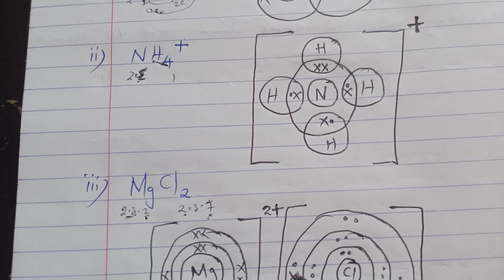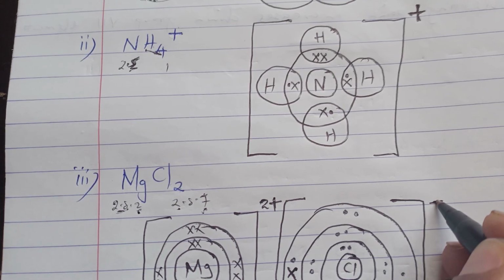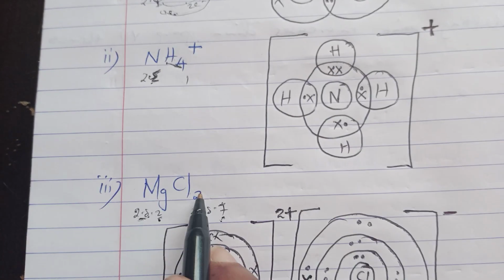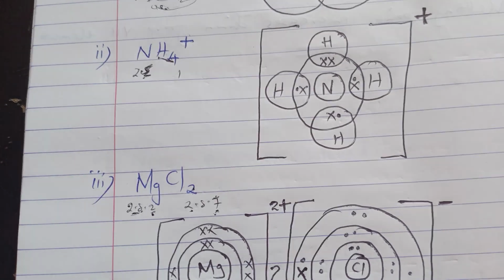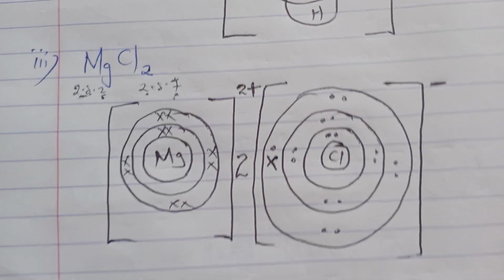If it is having an electron here, it is negative 1 like that. And because there are 2, the second one, instead of drawing, you just put a 2 before the ion like that. So this one is your magnesium chloride. It's supposed to be drawn like that.